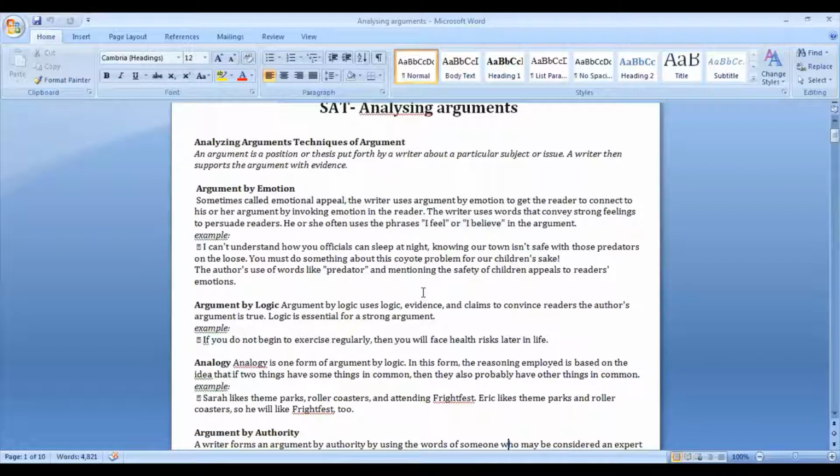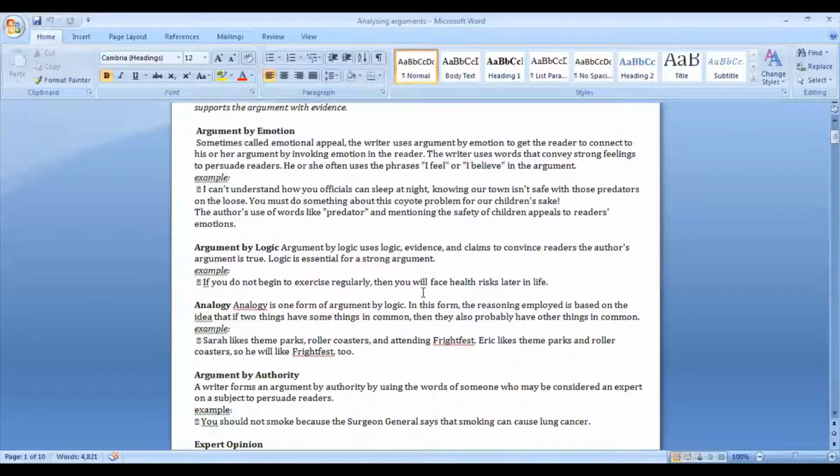The examples are stated here, but I'd like to quote real life examples also so that you're able to comprehend better. All right. Now, argument by logic. There are times when you apply logic.